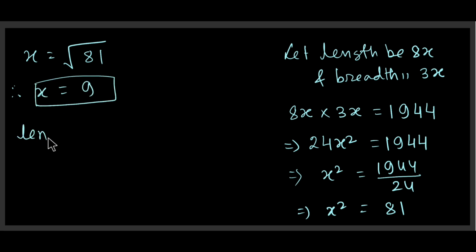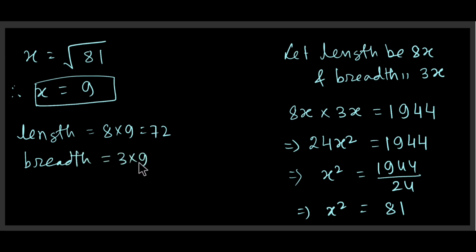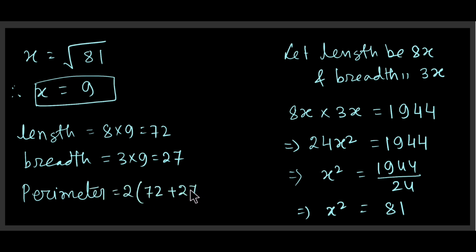Now length must be 8 into 9 is 72, and breadth must be 3 into 9, 27. So perimeter is equal to 2 into (72 plus 27). So 2 into 99, and it is 198 centimeter. It is our answer.